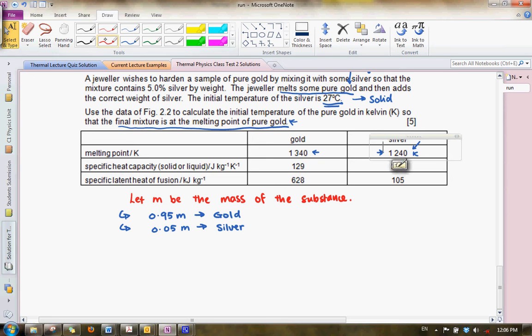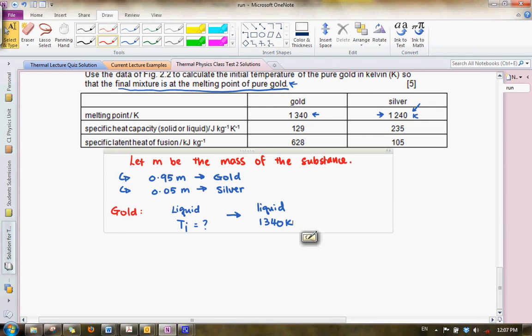Since we have two substances, we can break the analysis up, and it's easier to analyze if we look at gold and silver individually. So we know that the gold starts off in liquid, and this is the initial temperature that we want to determine. So this is our point of interest. And for the gold, the eventual temperature is going to be 1340 Kelvin. It should still stay as liquid, because we're going to just let it solidify on its own. And for the silver, it undergoes quite a few changes.